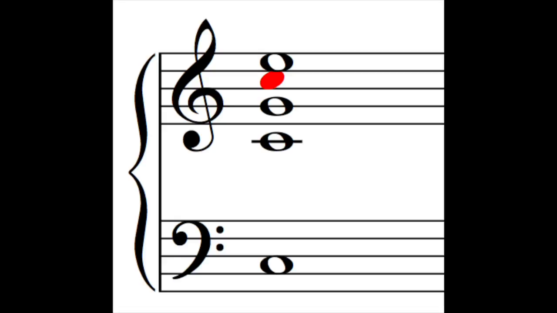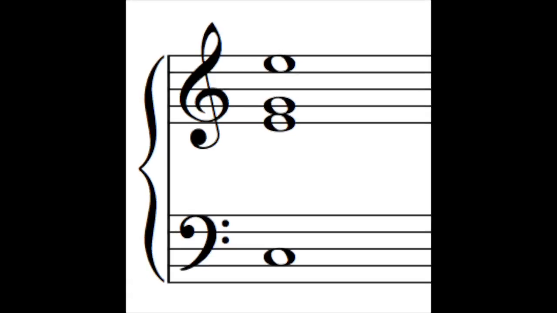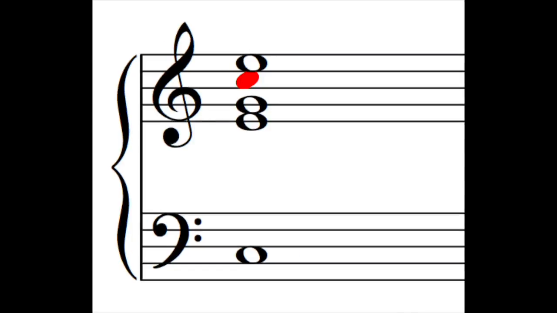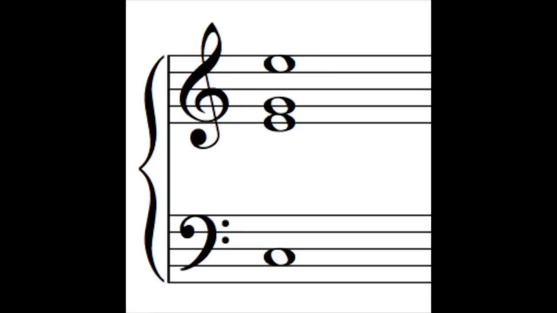Let's look at another example. Here, the tenor and alto are on adjacent chord tones, E4 and G4, but the soprano skips over the next chord tone up, which would be C5, and is voiced instead on E5. This missing C5 chord tone between the soprano and alto means that this chord is in open position.